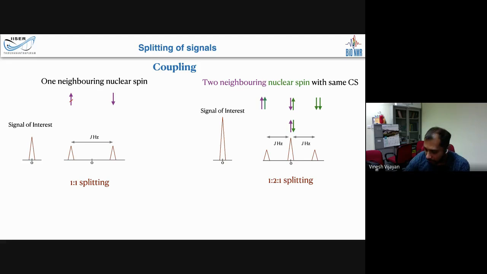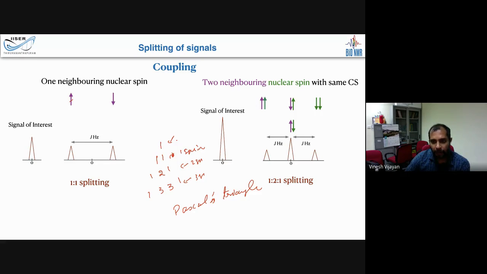Likewise, you can continuously do this. So the intensity pattern follows like that. If it is alone, then it is 1. If you have 1 spin coupled, then you have 1:1 intensity. If you have 2 spin coupled, then it becomes 1:2:1. If you have 3 spin coupled, it becomes 1:3:3:1. So you see it is a Pascal's triangle.